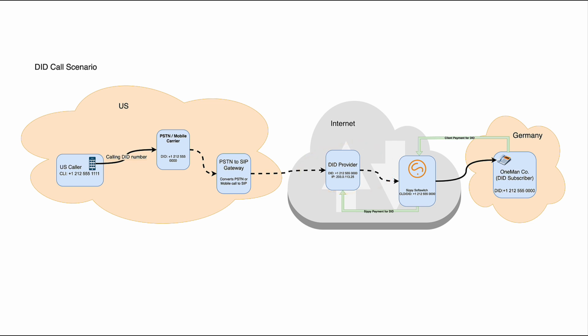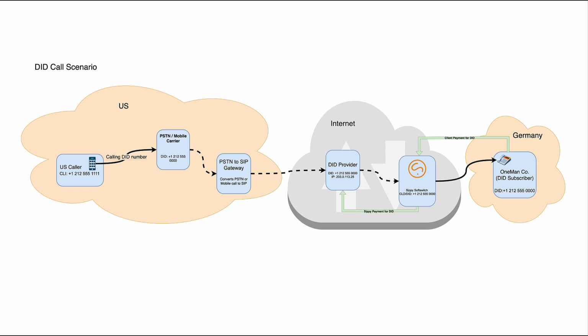For simplicity, let's also assume the following: the US caller always uses the same PSTN number, +1 212 555 1111, as the calling line identifier, CLI. In our scenario, this will be the only CLI, meaning all calls to the DID will originate from this single number. And OneMan does not require any follow-me configuration in this scenario. Our DID provider connection IP is 203.0.113.25. Our task is to configure the Sippy Softswitch to authenticate, route, and charge these calls.